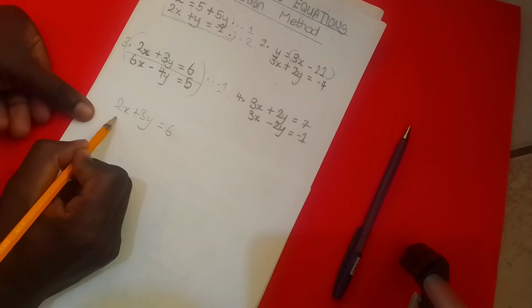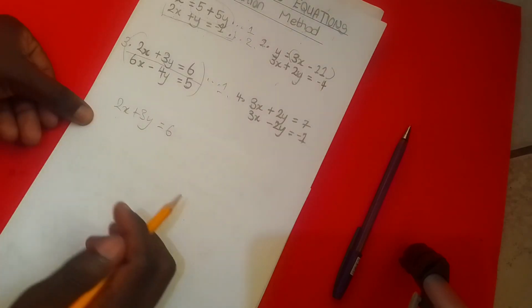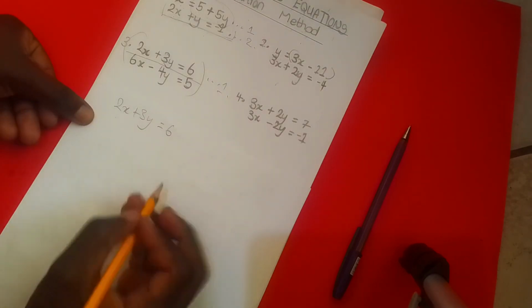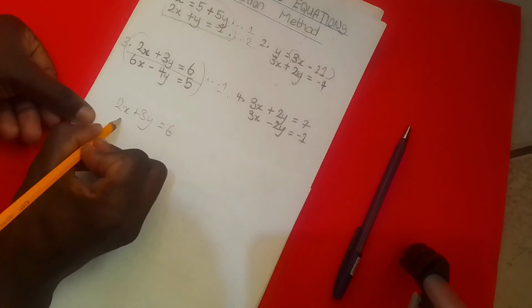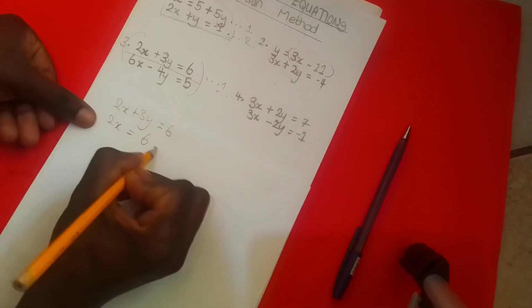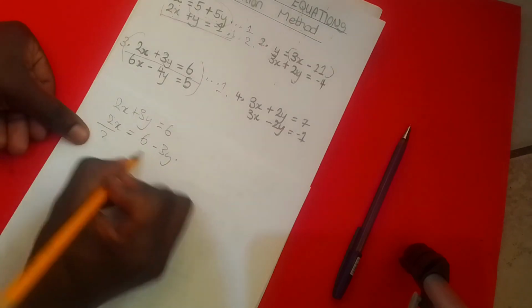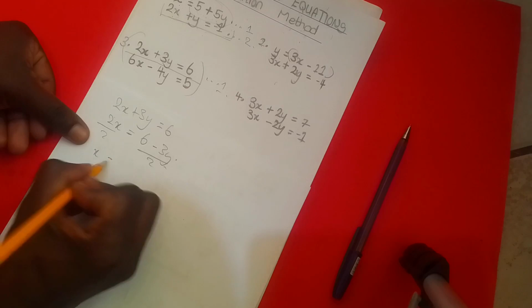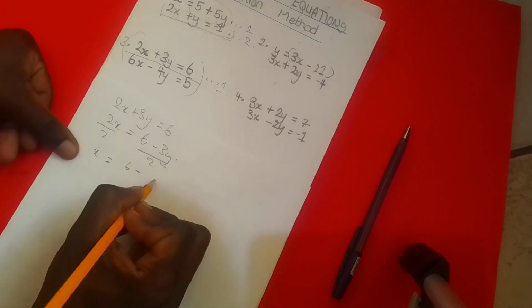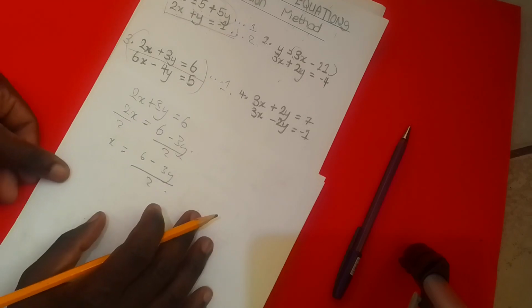If you don't know how to make a variable the subject of the formula, by now you're going to fail from form 4. Absolutely going to fail from form 4 unless you do something. Okay, so if we're making x the subject of the formula, 2x is going to be equal to 6 minus 3y, right? Dividing by 2, dividing by 2. x is equal to 6 minus 3y over 2, right?